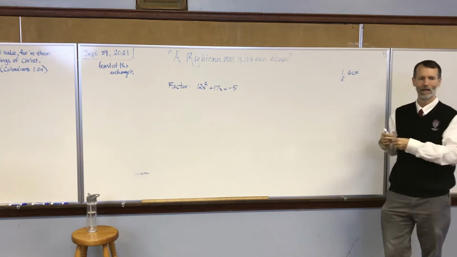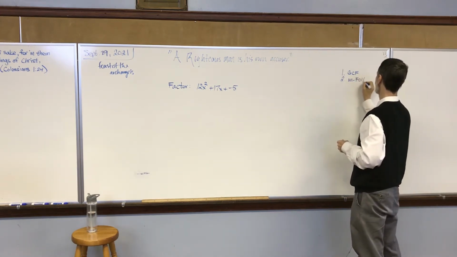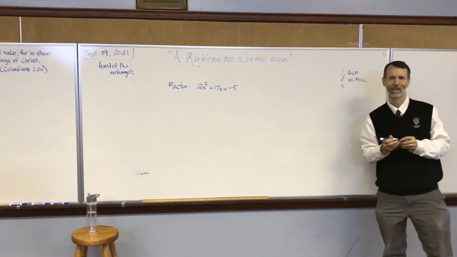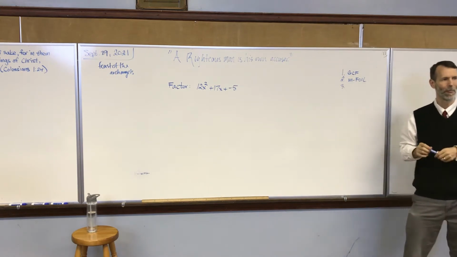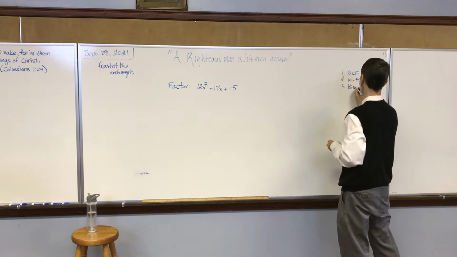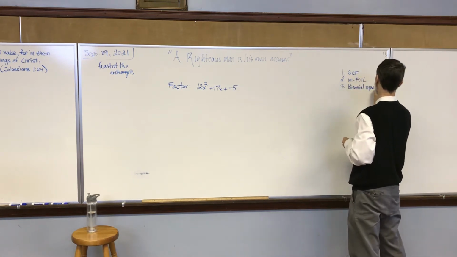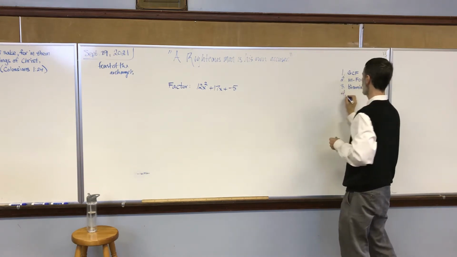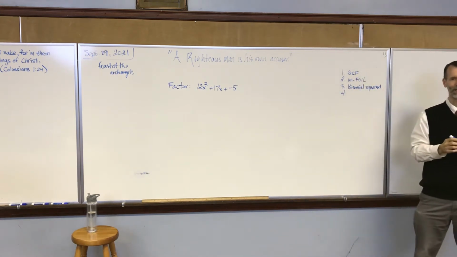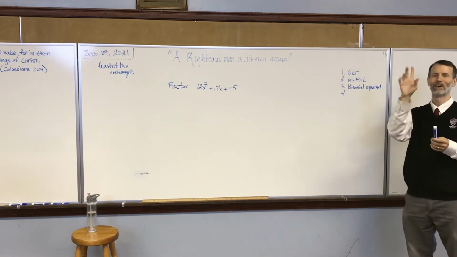Is it unfoil? Unfoil. What comes after unfoil? Rosie? Binomial squared, correct. What comes after binomial squared? Brendan? I was going to say grouping. That's fifth. What's the one right before that?